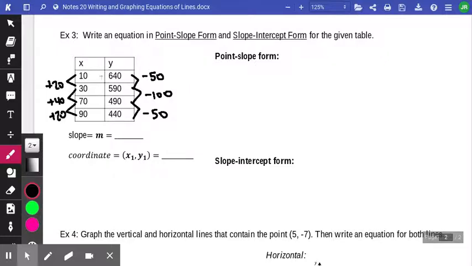Okay. If you take a look at this, remember a slope, your rate of change, is a comparison of your change in y's over your change in x's. So if I write this as negative 50 over positive 20. This next one, if I write it as negative 100 over negative 40, and then this one's negative 50 over 20, which I already have. Are these two the same?